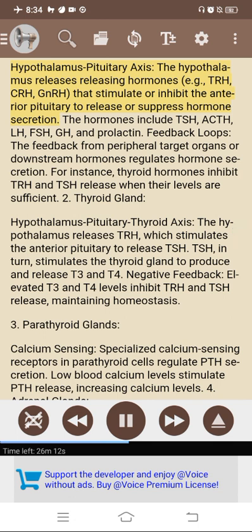The hypothalamus releases releasing hormones, e.g., TRH, CRH, GnRH, that stimulate or inhibit the anterior pituitary to release or suppress hormone secretion. The hormones include TSH, ACTH, LH, FSH, GH, and prolactin. Feedback loops: the feedback from peripheral target organs or downstream hormones regulates hormone secretion. For instance, thyroid hormones inhibit TRH and TSH release when their levels are sufficient.